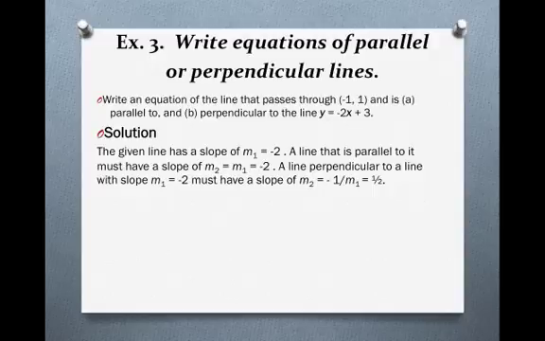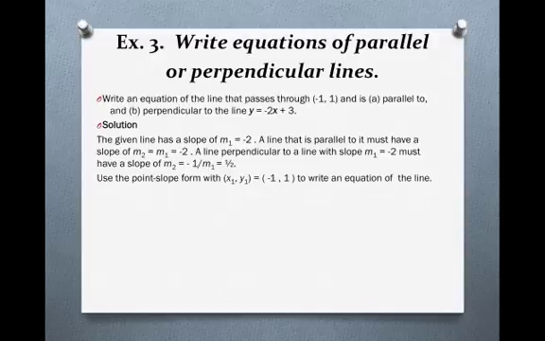A line perpendicular to a line with the slope m1 equals -2 must have a slope of -1 divided by m1, which is 1/2. I think the easier way to approach that is you change the sign. The original line has a negative slope, so the perpendicular line has to be positive, and then you use the reciprocal. The reciprocal of 2, or 2/1, is 1/2.